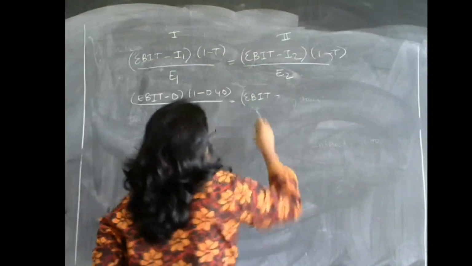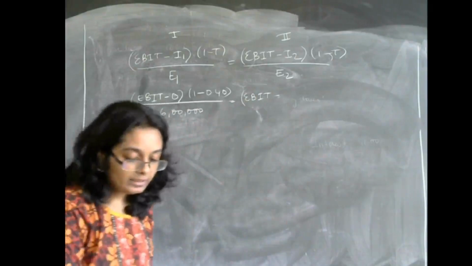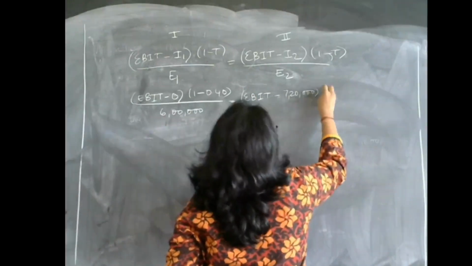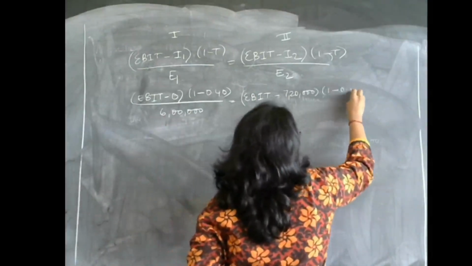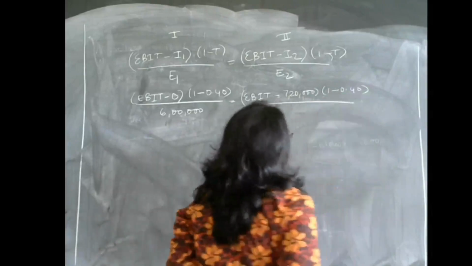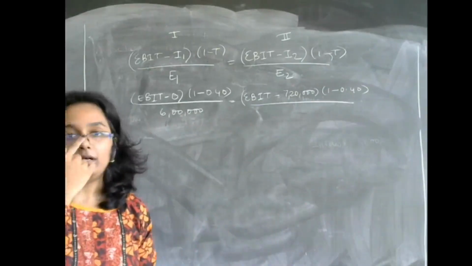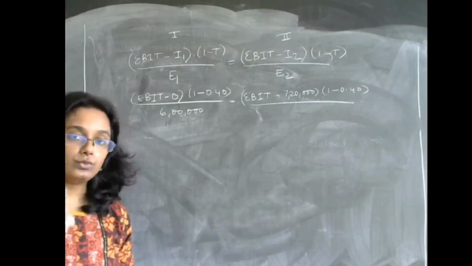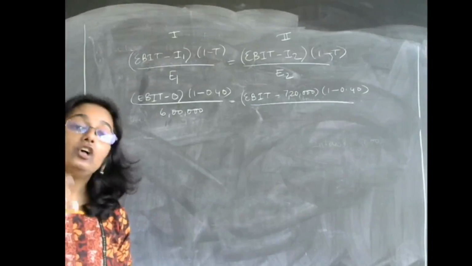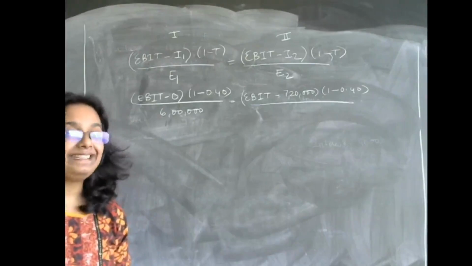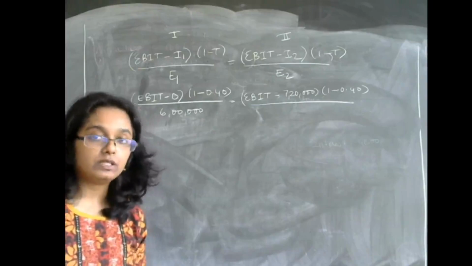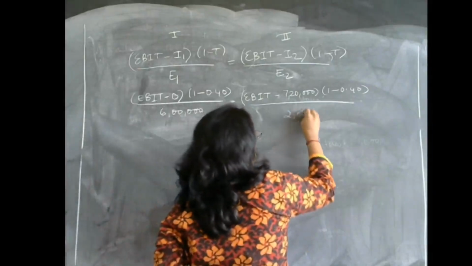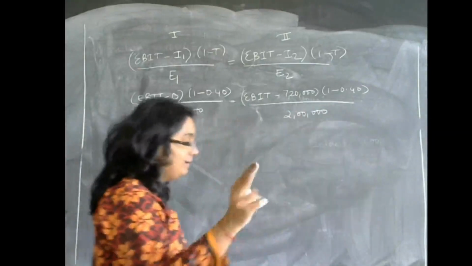EBIT minus interest in plan 2. We had calculated the interest in plan 2. It was 7,20,000. Okay, 1 minus tax, which is 0.40. The whole divided by number of equity shares. If you remember that the share capital was 20 lakhs. The share capital for equity in the alternative 2 or in the plan 2 was 20 lakhs. So 20 lakhs divided by 10, how much is it coming to? 20 lakhs divided by 10, it will come to around 2 lakhs. So the number of equity shares is going to be 2 lakhs in plan 2.